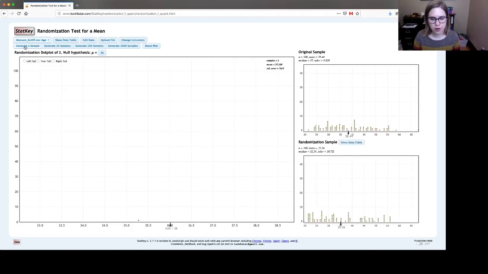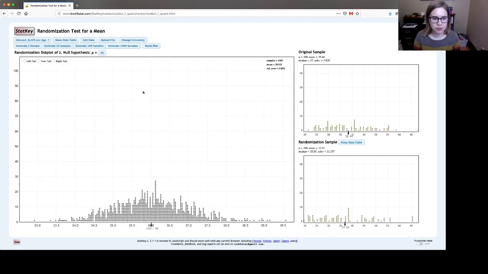So I can click generate one sample, and this is going to find a randomization sample. It's going to shift the data over as if it was with the mean of 36, and it's going to compute one sample. And so every time I generate a sample, this is if the null hypothesis were true, this is what the world would look like. And then I could click generate 1,000 samples, and it would create this distribution for me.